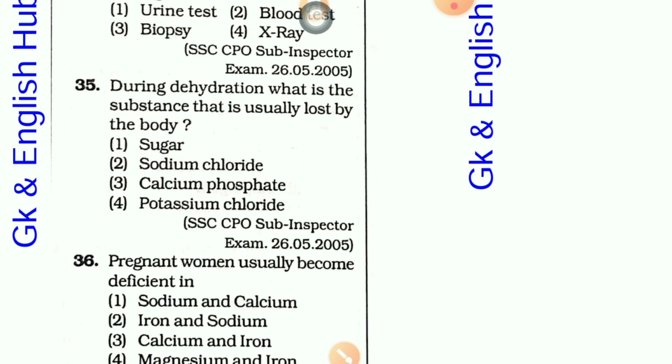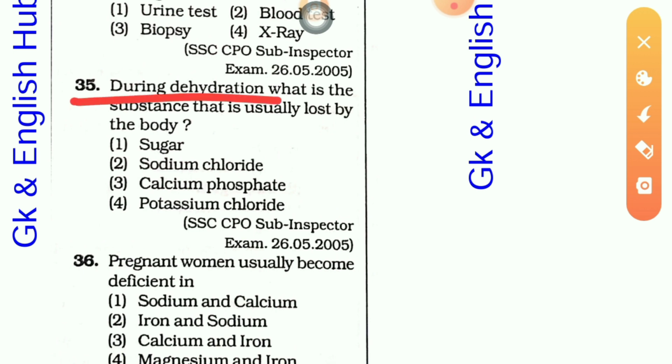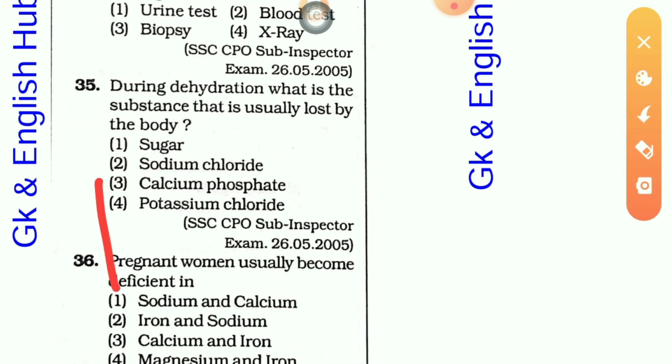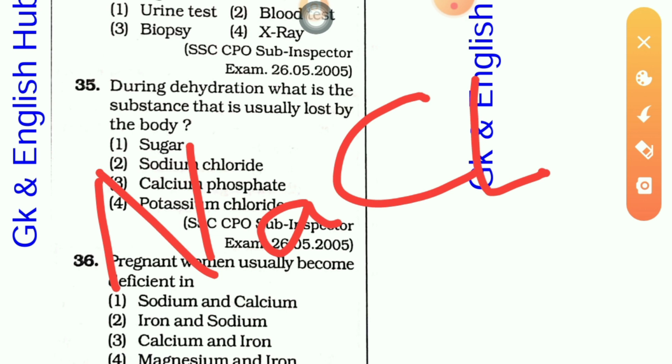Now go to the next question. During dehydration, what is the substance that is usually lost by the body? Here the answer will be option 2, sodium chloride. Sodium chloride is also known as common salt. Listen very carefully. Common salt, table salt, or halite is an ionic compound with the formula NaCl, sodium chloride. Sometimes it comes as a question and they ask you what is the formula of common salt, then you have to tell NaCl.